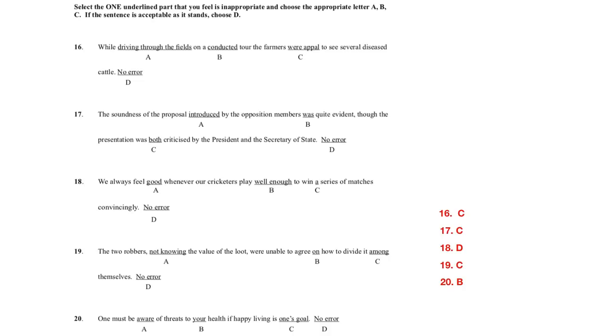Number 19, the two robbers, not knowing the value of the loot, were unable to agree on how to divide it among themselves. Among is wrong because there are two robbers, it should have been between themselves. Among is used when there are more than two. Alright, so that's an error. C would be an error there, 19C.